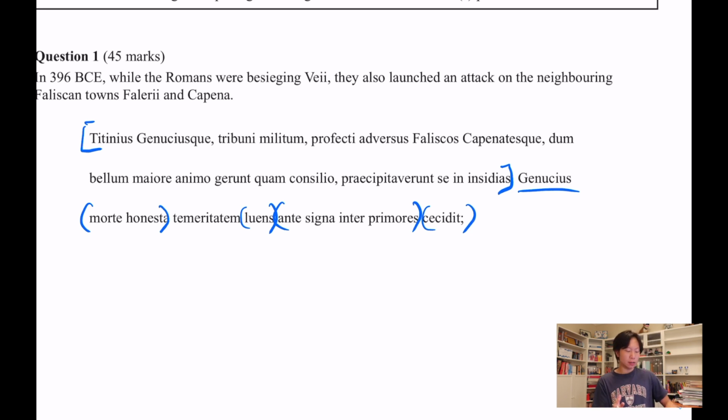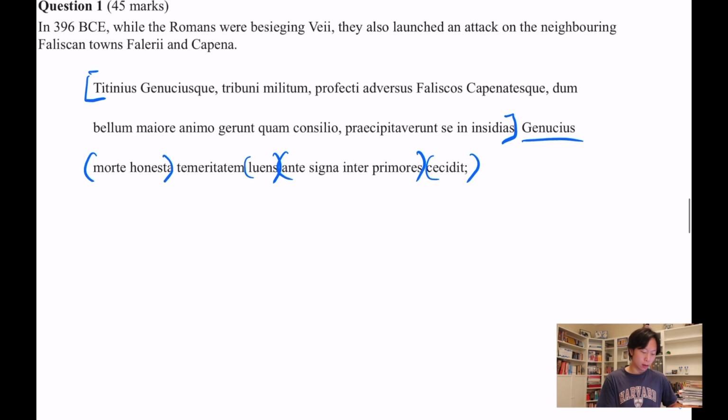So now we kind of know how this sentence is going to go. So we have Gnuteus, I'll write it out, and there are some words I don't know here. Words I don't know: honesta. It looks like honest, so we'll go with honest for now. Temeritatem, no clue what that is, but I know it's the object of the sentence, and that's the important point.